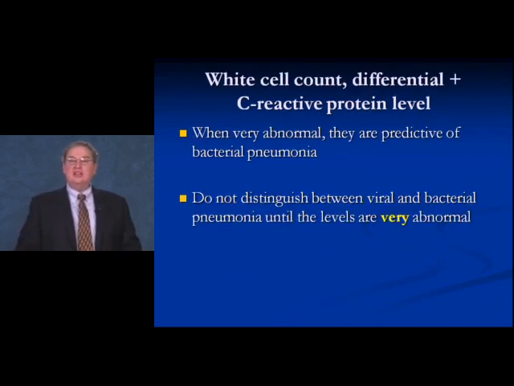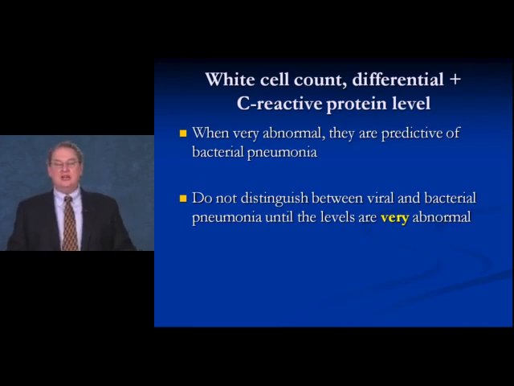Now, if you take the combination of white blood cell count with differential plus the C-reactive protein level, we find that when very abnormal, they're predictive of a bacterial disease, but they don't help distinguish between viral and bacterial pneumonia until the levels are very abnormal.